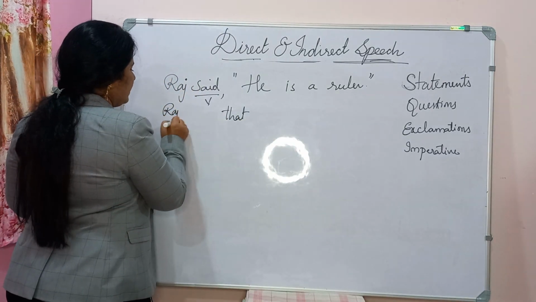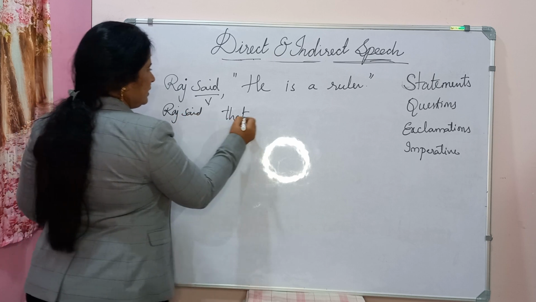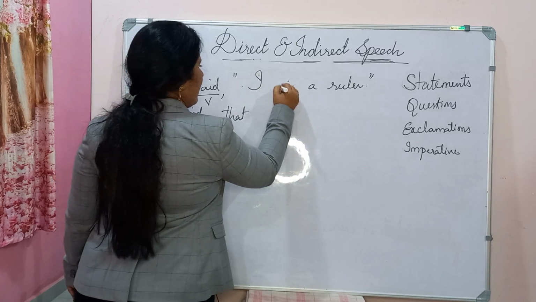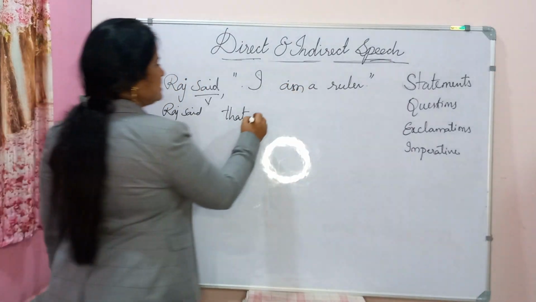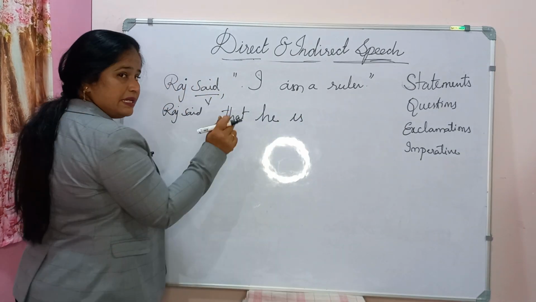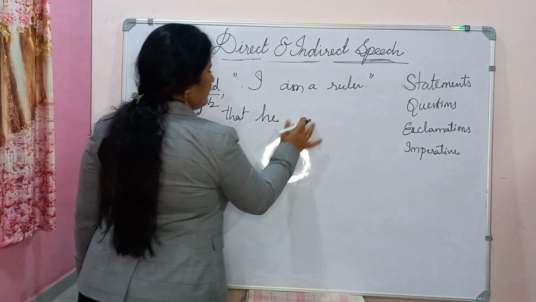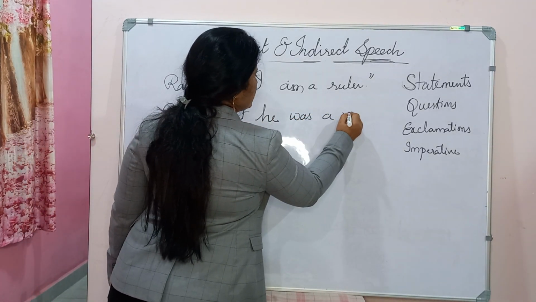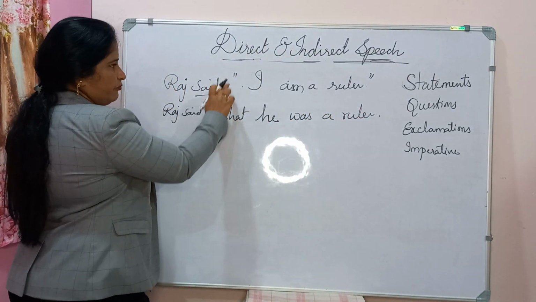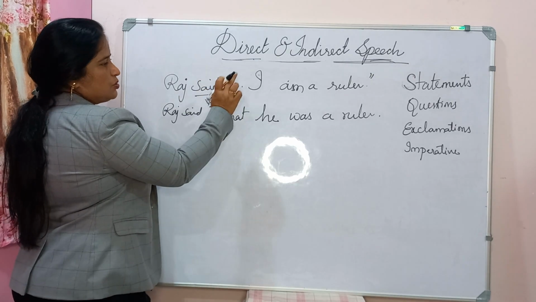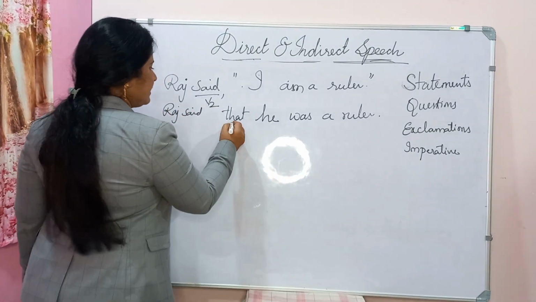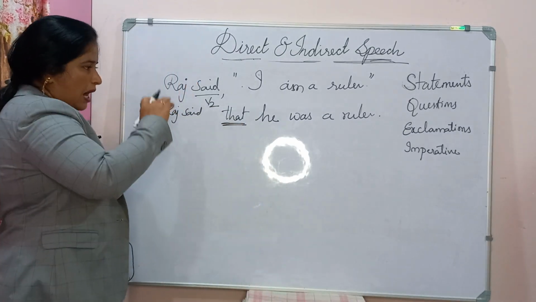Raju said that he will be. For example, let us take said that I am a ruler. If he says that, what do we do? He is, so is or was? As it is verb 2, definitely we should take was. He was a ruler. So remember, when the reporting verb is in the past tense and it is a statement, only the tense and the time change, and the conjunction that comes here. So how does it change?